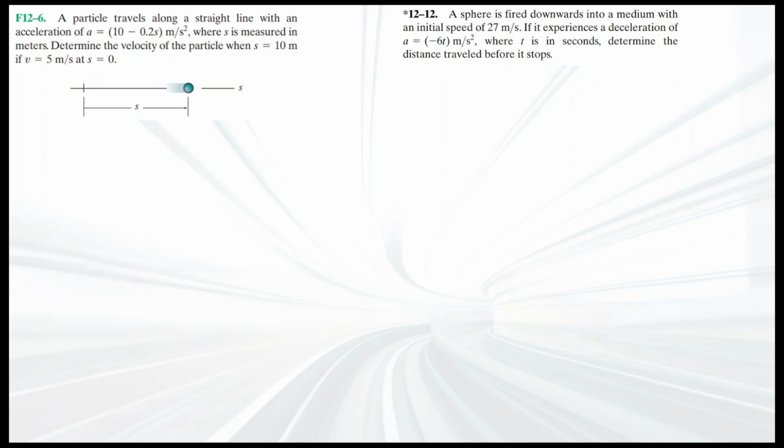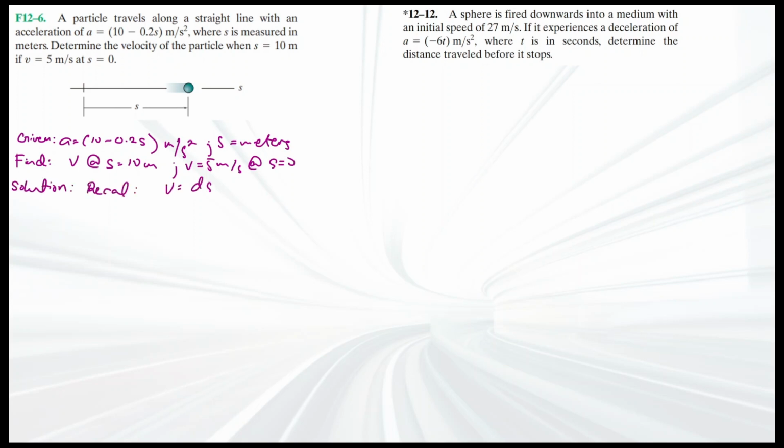Let's just write down first our givens. We know that a is 10 minus 0.2 s. Given from the problem and the diagram provided, it's going on a straight line, so it's represented by a line. We're here to determine the final velocity at 10 meters. Here we're going to recall that velocity is the change in position with respect to time, and acceleration is the change in velocity with respect to time. Given our variables, we don't have time here, so we're going to eliminate the change in time. We will rewrite the equation just like so: v dv equals a ds, and we will integrate both sides of the equation.